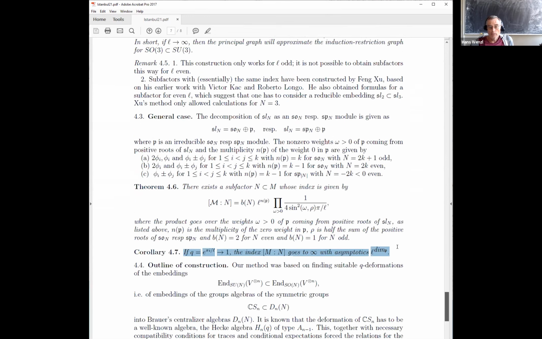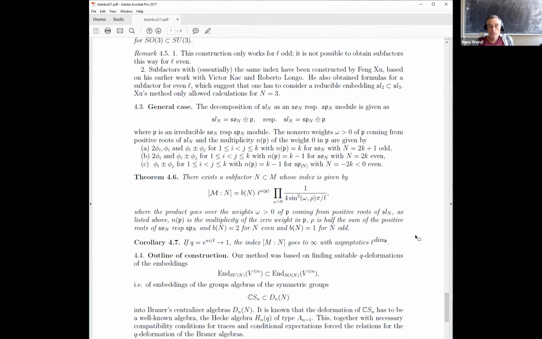And again, as I said already before, you can calculate the principal graph, which is again some truncated induction restriction graph between the classical groups.